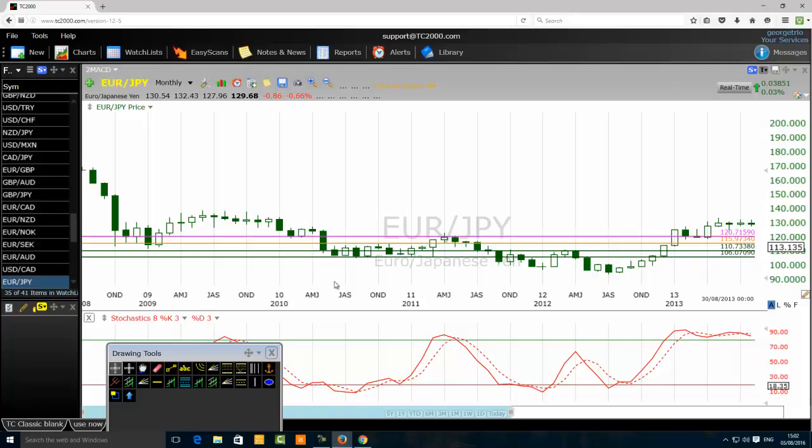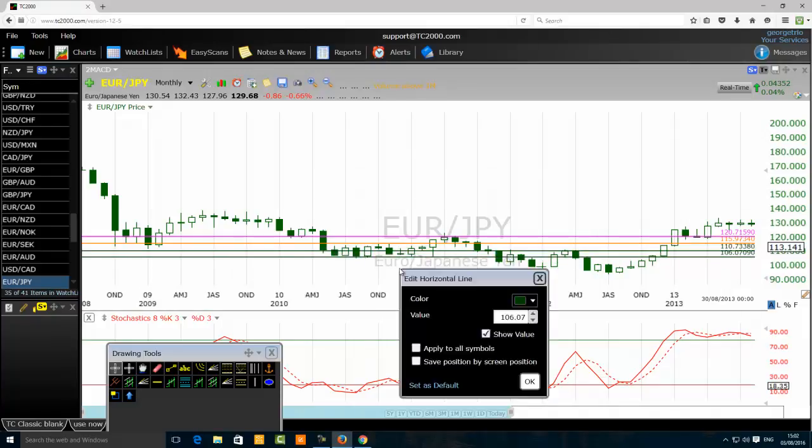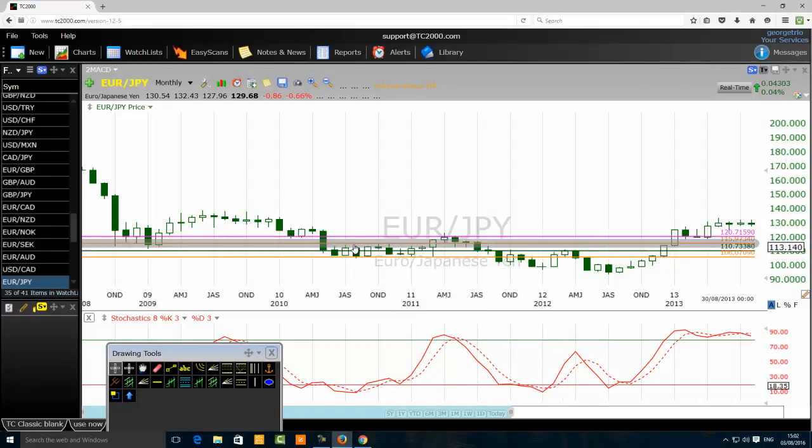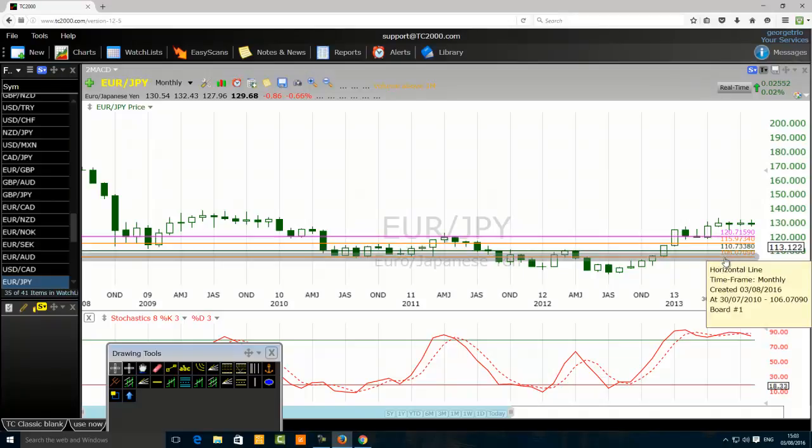In 2011, the price was consolidating on the monthly chart between the level of 11597 and the level of 10607. I color this line also orange. You will see that the price was consolidating between the two orange lines for many months. So there was a consolidation here, and the upper side of the consolidation is 11597, and the lower part of the consolidation is 10607.